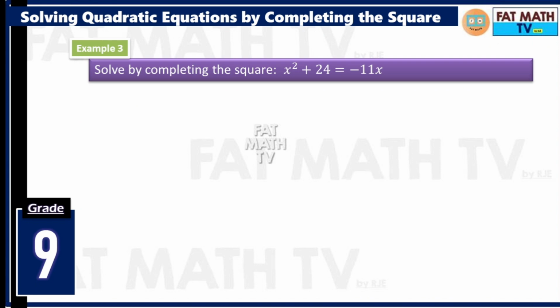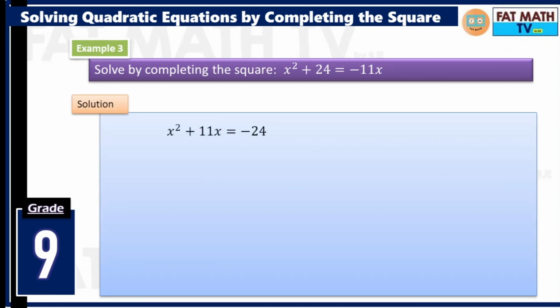Example number 3, solve by completing the square. X squared plus 24 equals negative 11x. So first, you have to put the quadratic and the linear terms on the left side and a constant term on the right. So it's going to be x squared plus 11x equals negative 24. You have to put this negative 11x to the left and 24 to the right. And then complete the perfect square trinomial.